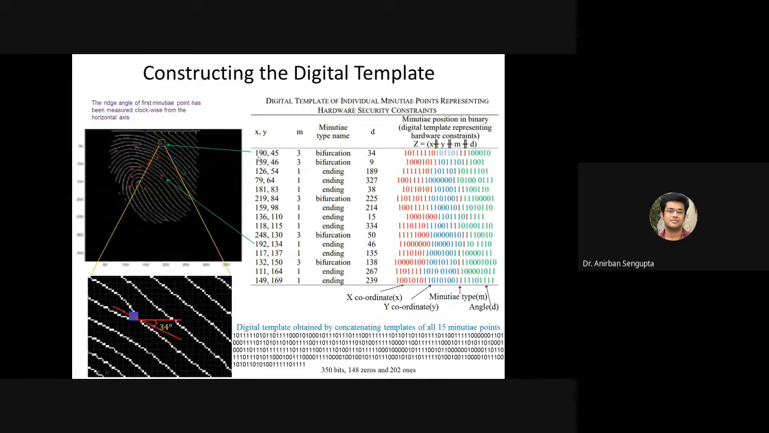Similarly, this will be done for all the rest of the minutiae points, and when we have the collective value, we concatenate the entire thing to produce a digital template of all the 15 minutiae points, which is shown here. It is usually a sturdy value of around 350 bits or more, comprising more than 148 zeros and 202 ones.